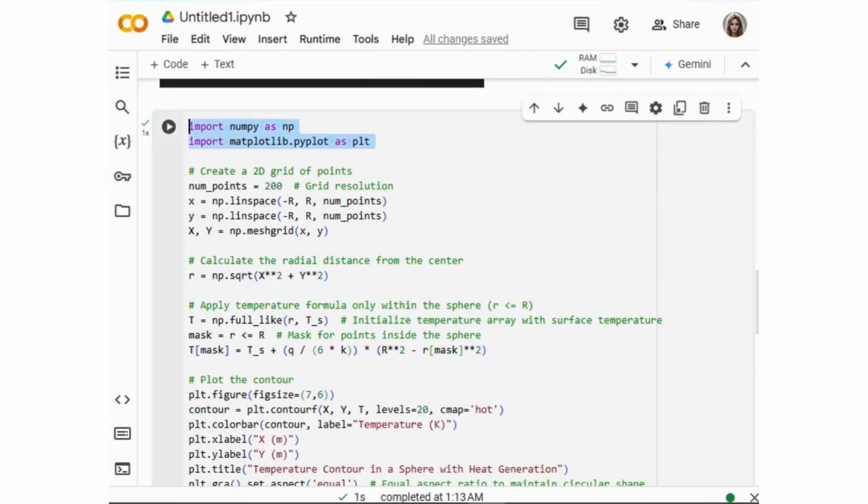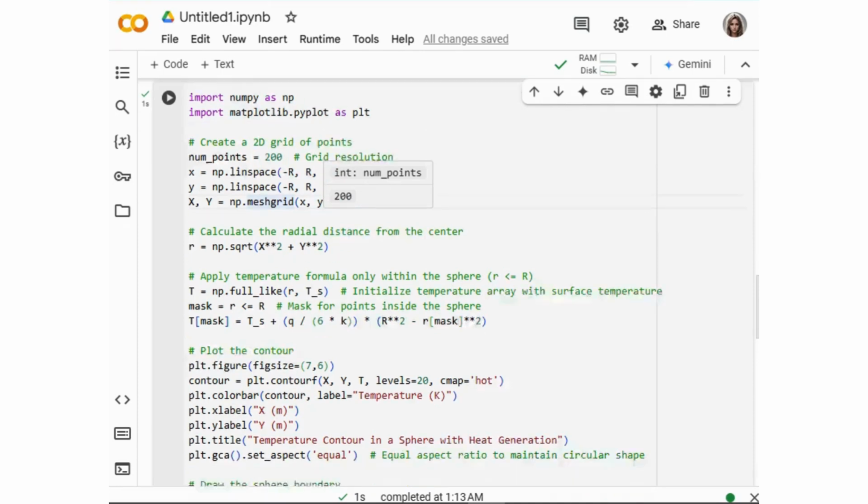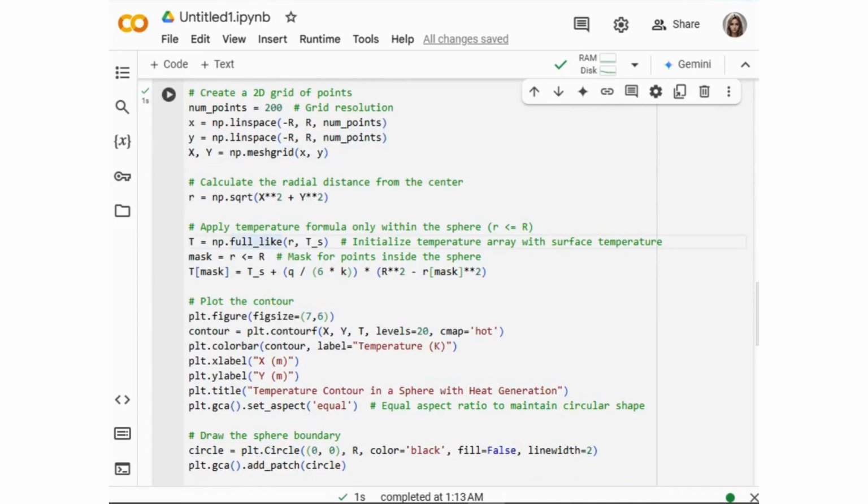So this is the code for it. We have imported some libraries, and then we are creating a 2D grid for visualization here. So here this np.linspace creates 200 different points from minus R to R along the x and y axis, and this meshgrid creates 2D arrays x and y representing the coordinate grid covering the circular region here. Okay, and this grid allows us to compute temperature values at various points inside the sphere.